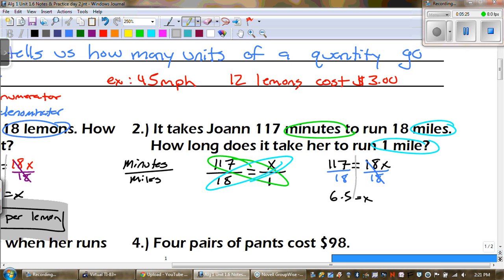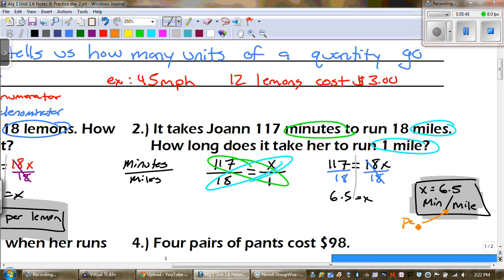The way that we would write our final answer is we would say that x equals 6.5 minutes per mile. And guys, if you don't know it, that sign right there means per. Let me write that out a little nicer. So this line means per. That's a little shortcut.